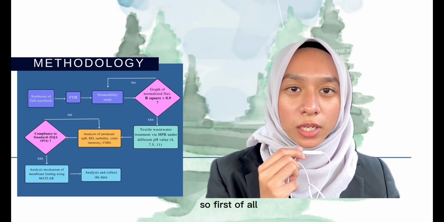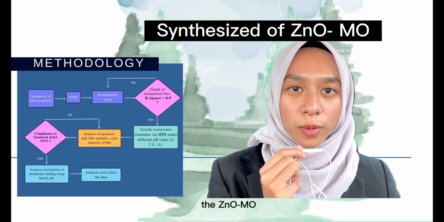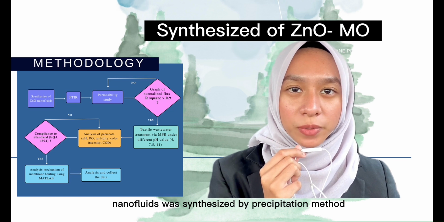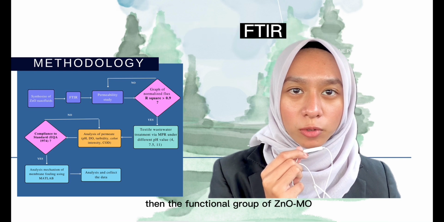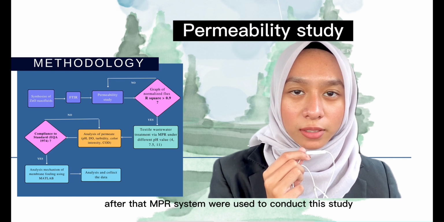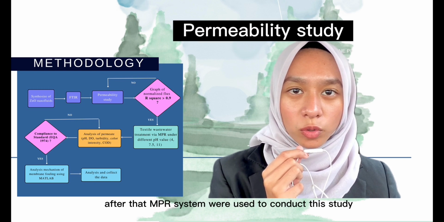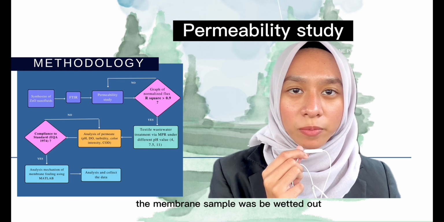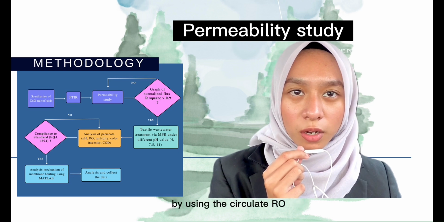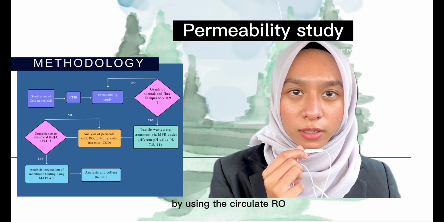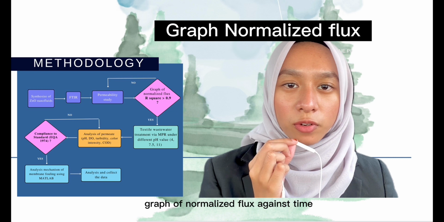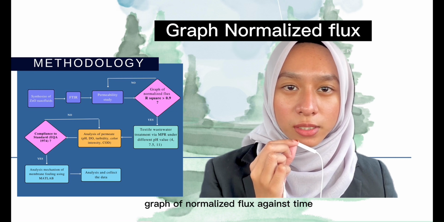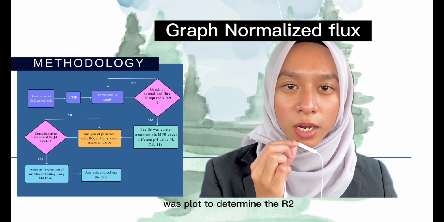So first of all, as for the methodology, ZnO-MO nanofluid was synthesized by precipitation method but in liquid form. Then, the functional group of ZnO-MO was determined by using FTIR. After that, the MPR system was used to conduct this study. The membrane sample was wiped using circulating RO water under 6 bar of pressure for 30 minutes. A graph of normalized flux against time was plotted to determine the R2.